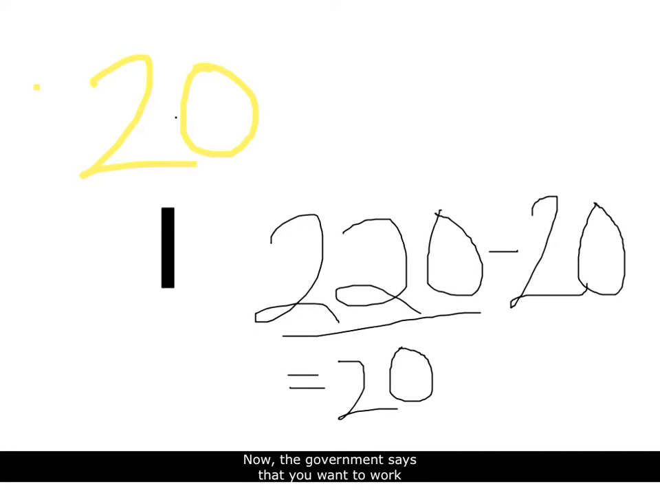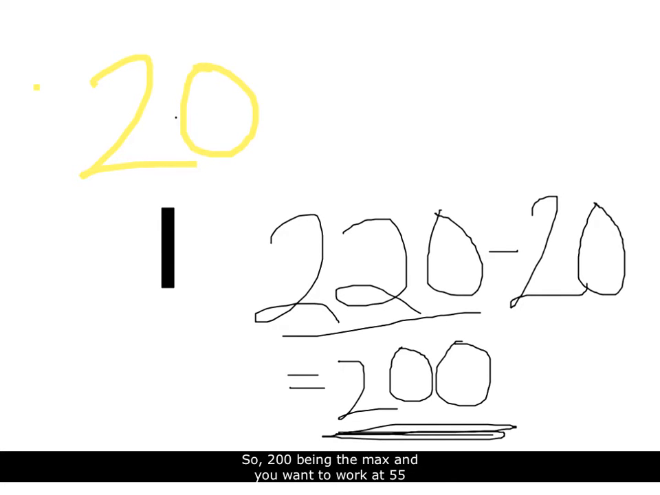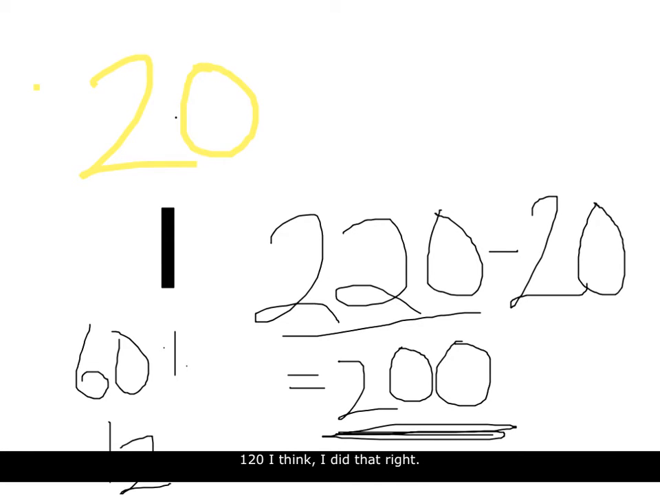Now, the government says that you want to work within a heart rate range of 55 to 70% of this max. So 200 being the max, you want to work at 55 to 70% of that. Let's say we're shooting for an exercise intensity of 60% of our heart rate max. This is our target heart rate. So what is 60% of 200? 120, I think. I did that right. So you would be looking at 120 beats per minute, okay?